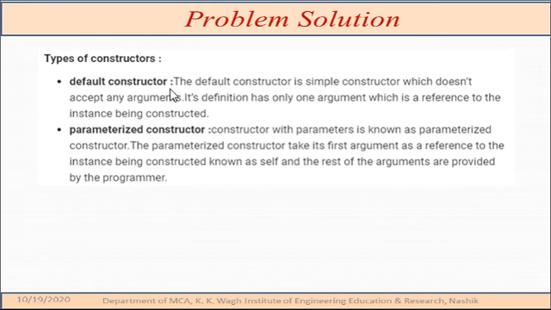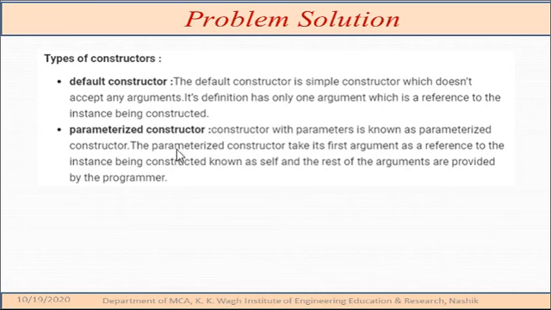Types of constructors: we get the default constructor and the parametric constructor. The default constructor is a simple constructor which does not accept any argument. Its definition has only one argument, which is the reference to the instance being constructed, and the best example for the default constructor is the init method.